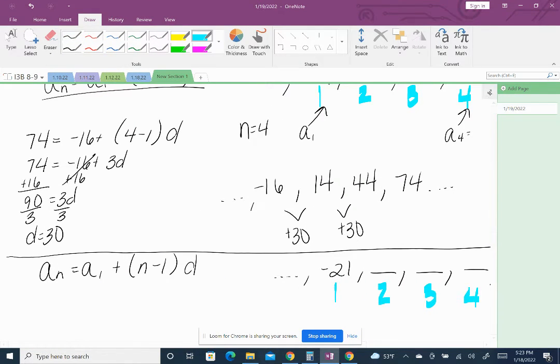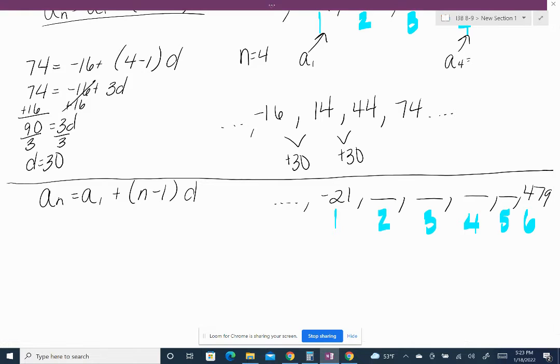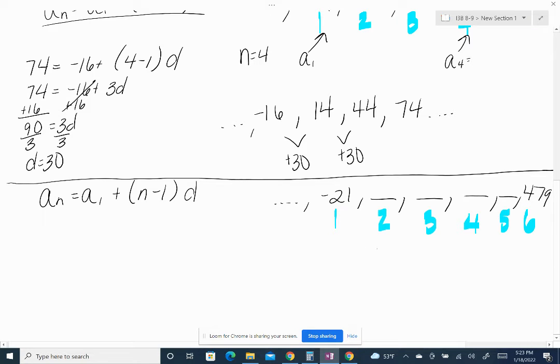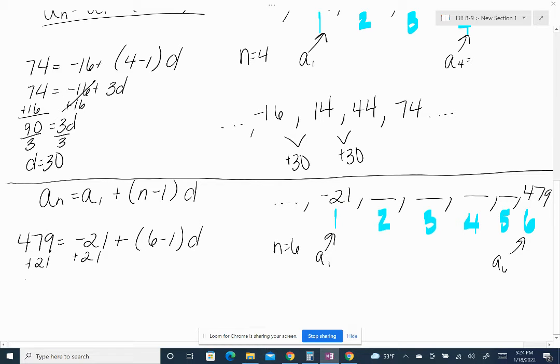That's weird. Okay, there we go. So my n is equal to 6. This is a1, and this is my 6th term. Okay, so we're going to have 479 equals negative 21 plus 6 minus 1 d.